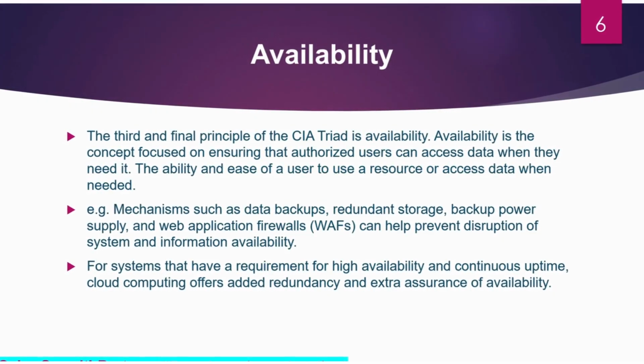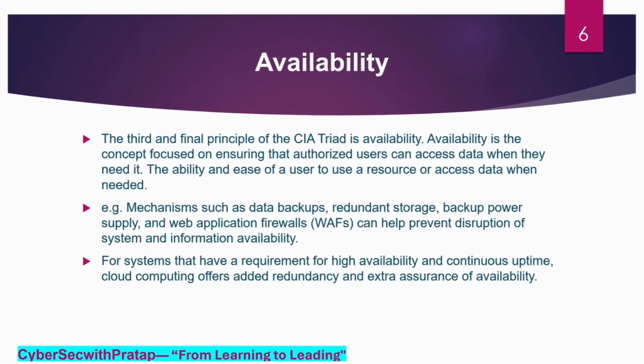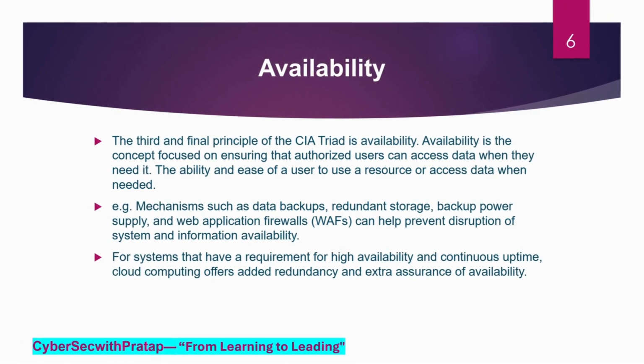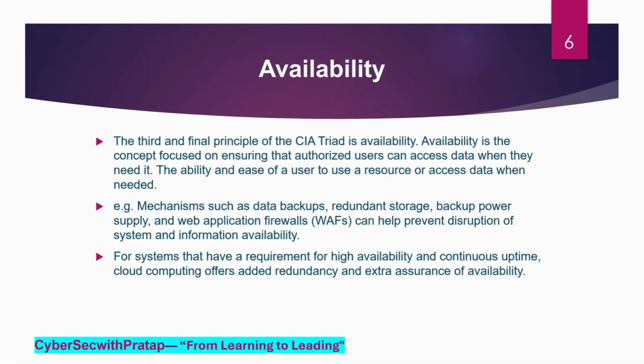So in short, confidentiality limits who has access to the information. Integrity preserves the process and information from unauthorized changes. And availability is whether the information can be accessed in a timely manner, right?